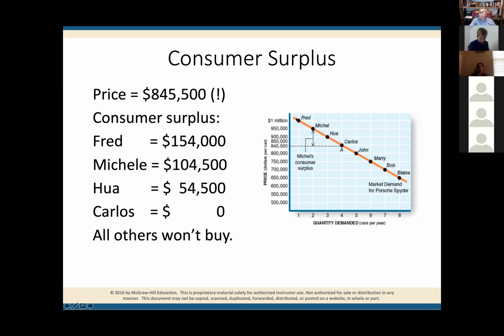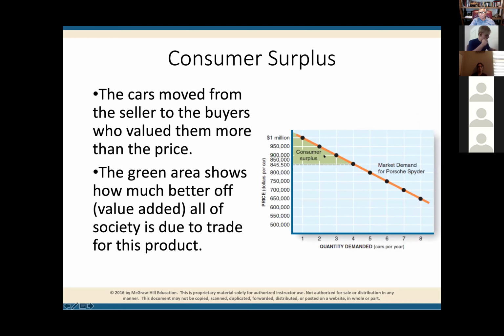But look on the other hand, what happened to Fred? I mean, Fred got a steal because he was willing to pay $1 million for this car and only paid $845,000. So as you can see, the difference between what these individuals were willing to pay and what they actually end up paying is called the consumer surplus, right?